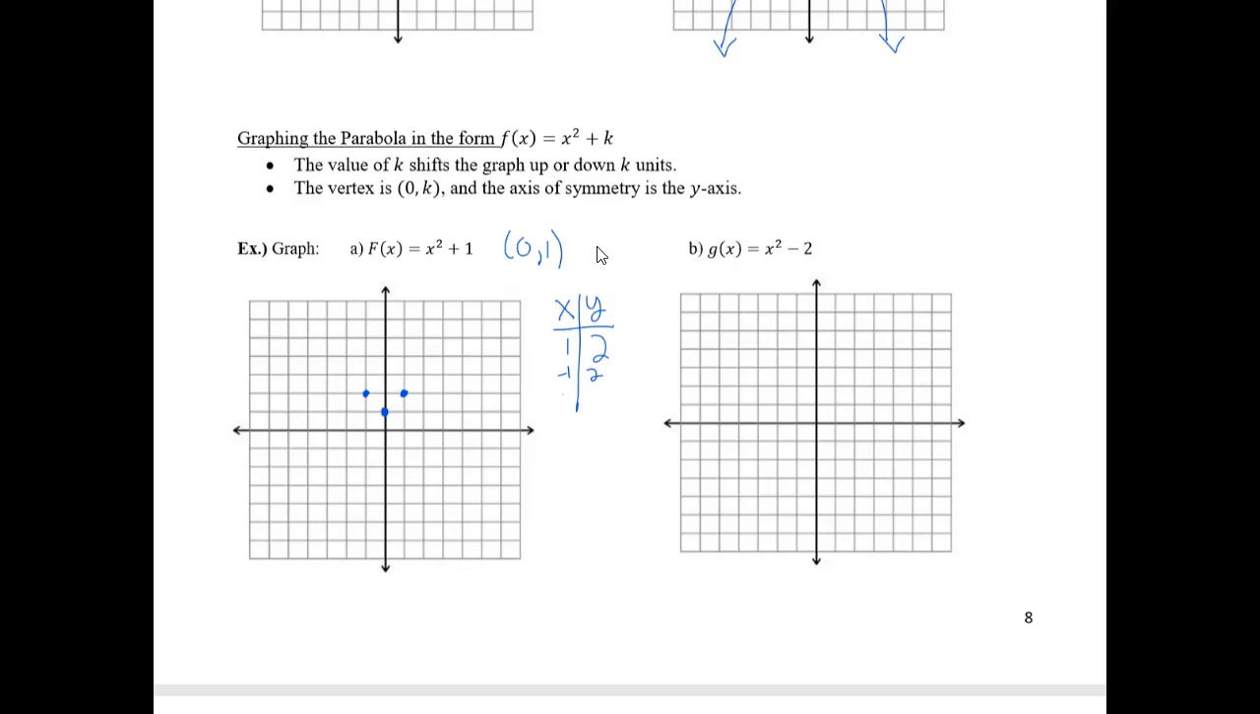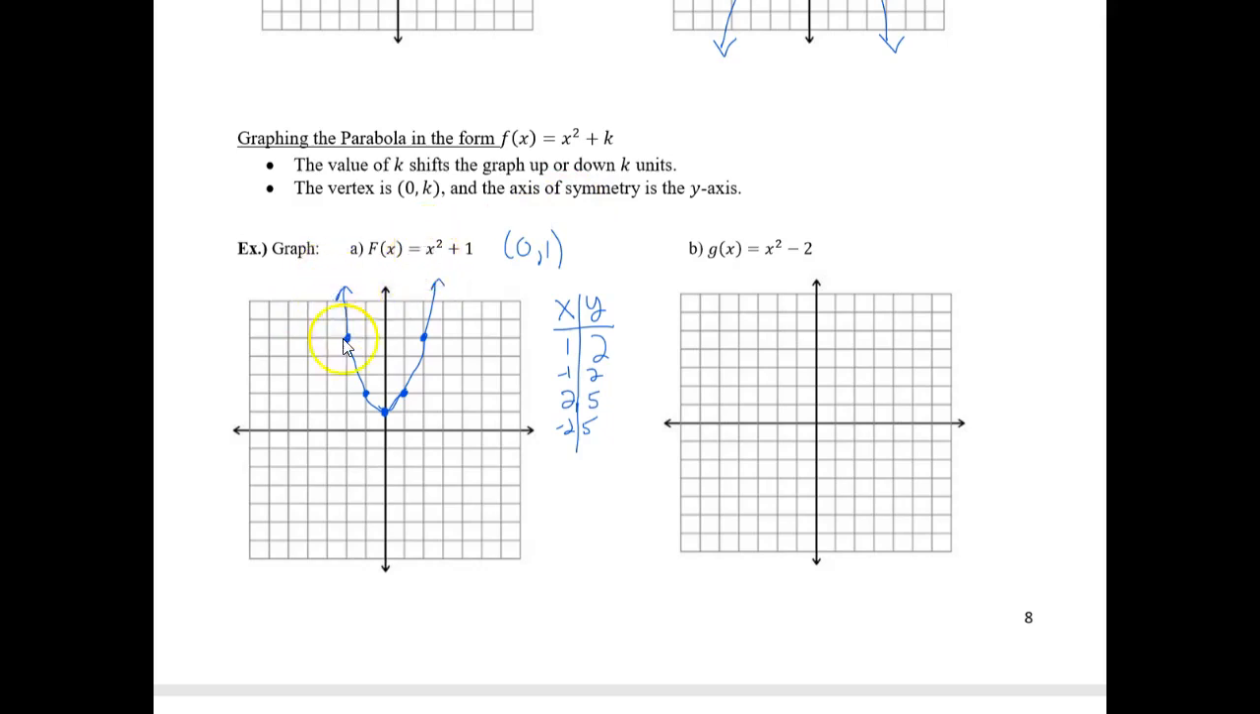Let's find another point. Let's plug in 2, see what happens. 2 squared is 4. 4 plus 1 would be 5. So I'm going to go over 2, up 1, 2, 3, 4, 5. And it's going to be symmetrical, so I can go back 2 and up 5 as well. And there's going to be my graph. Notice we didn't have an a value, or a was 1 exactly.